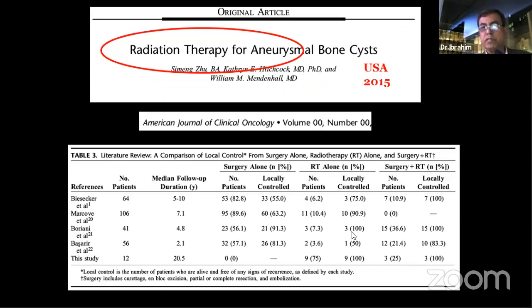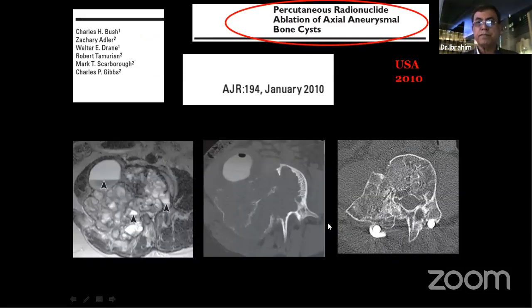Radiation therapy for aneurysmal bone cysts, again from the USA, published in the American Journal of Clinical Oncology, with the papers and the duration and the dose of radiation. They can put radionuclide ablation inside the lesions like this, and as I said, it will solidify.